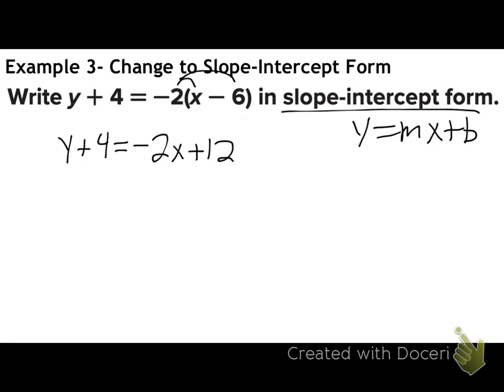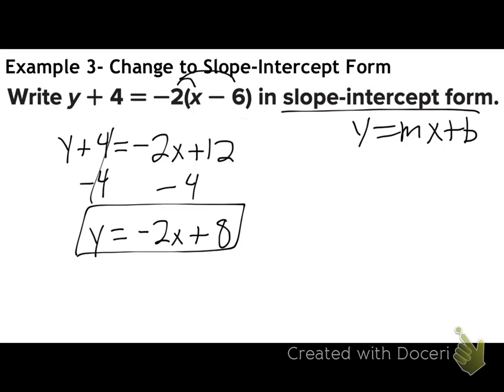Now I can start moving stuff from one side to the other. How would I get y by itself? Subtract 4. Am I subtracting 4 from every term or just the 12? Wherever it's got a like term. If it doesn't have a like term, then I can just tack it on at the end. What's 12 minus 4? 8.